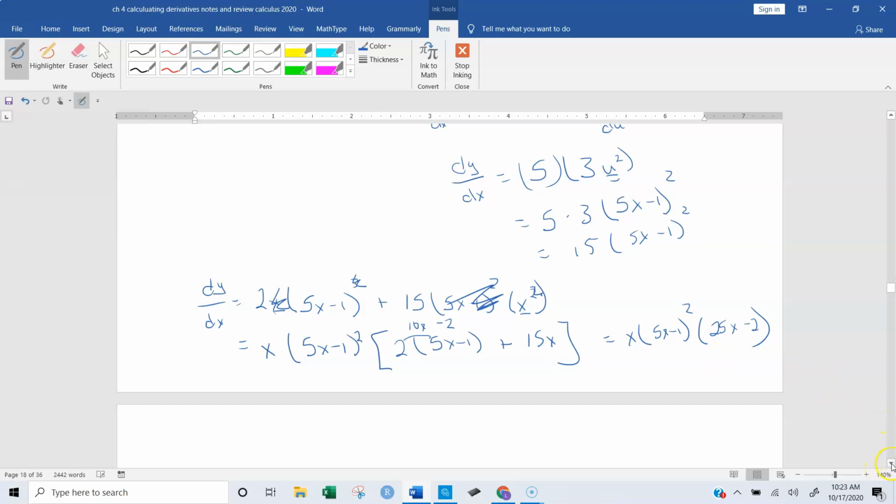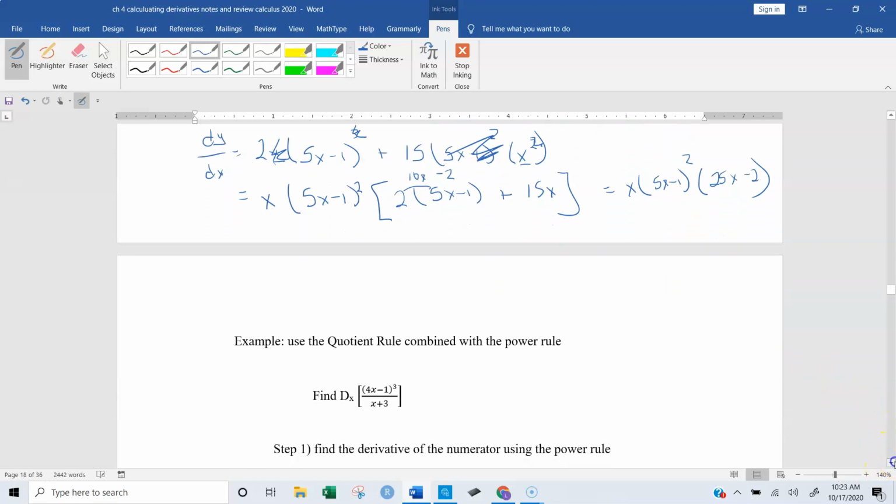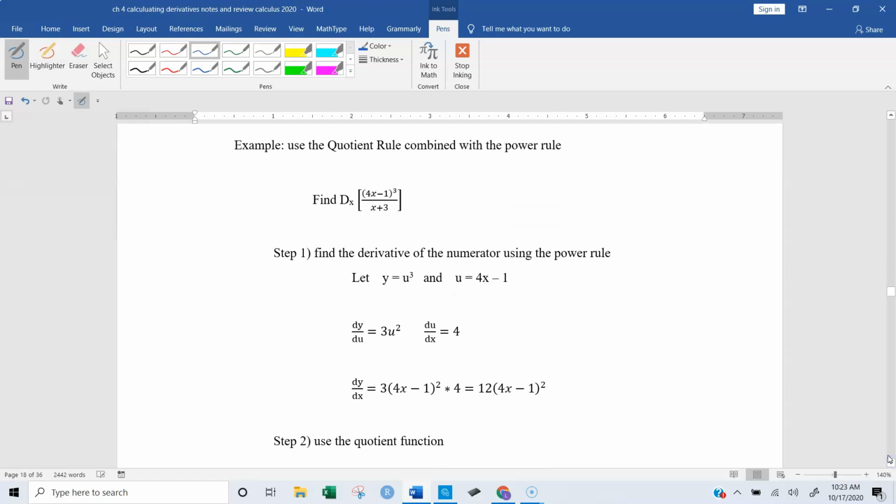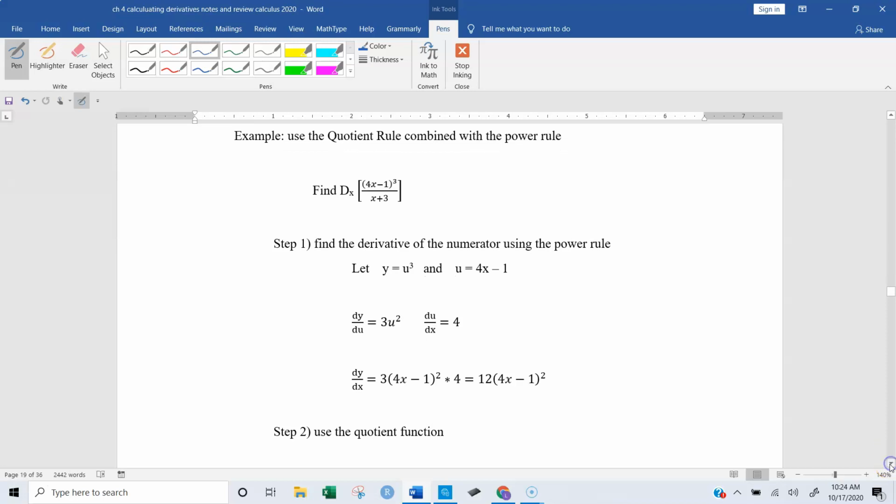All right, next on the list, quotient rule combined with the power rule. Doesn't look like a lot of fun, does it? All right, you could pause here and come back if you want, because it's really not too bad. And it's completely different. So here we go.